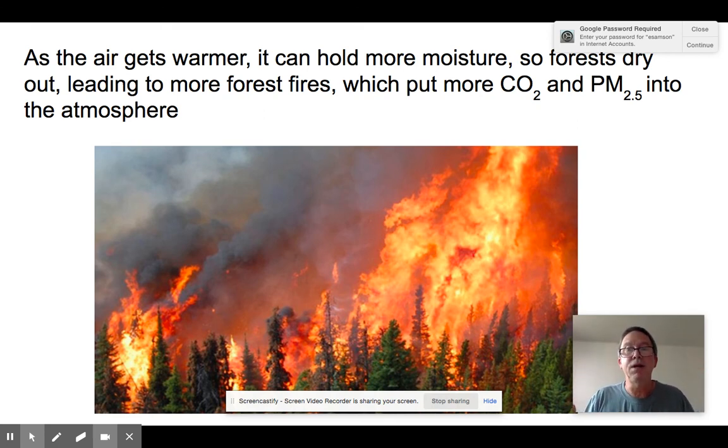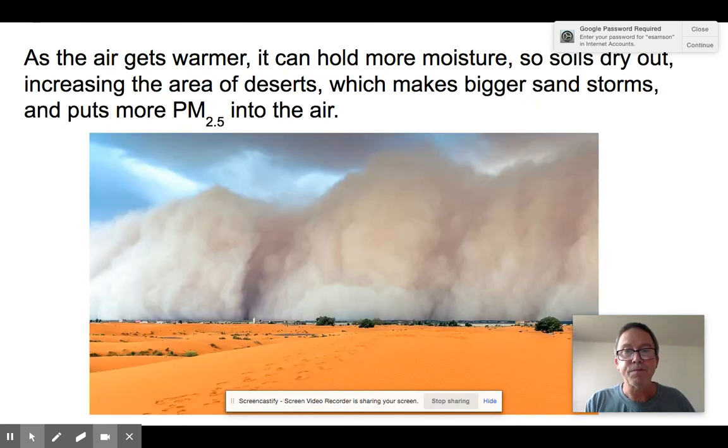Well, what happens when plants dry out? You get forest fires like what we had this summer. Governor Gavin Newsom of California was saying, look, what happened in my state this summer is a consequence of global warming. And he's right. Of course, it was also La Nina. But it's just that if you heat the air, it can hold more water and it makes things dry out. That makes more CO2. It also makes more PM 2.5. But for right now, let's just focus on the CO2.